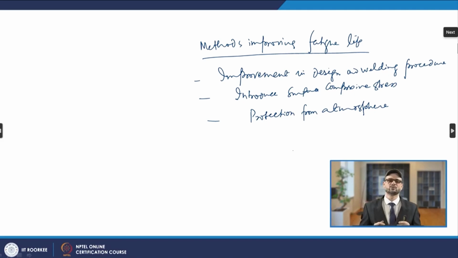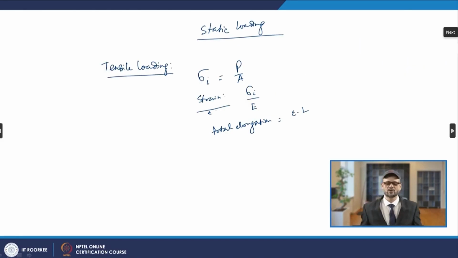How can we improve the fatigue life of a material? Improve the design of the weld procedure and improve the surface compressive stresses. Incorporate this and introduce surface compressive stresses, and protection from the atmosphere, like prevention of corrosion and so on. All of this will improve the fatigue life.